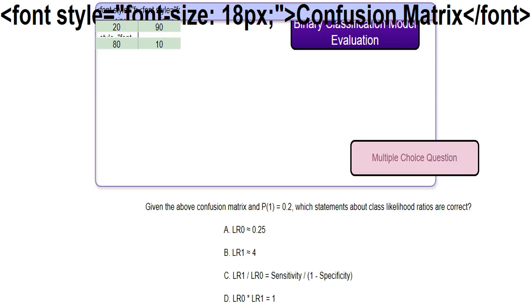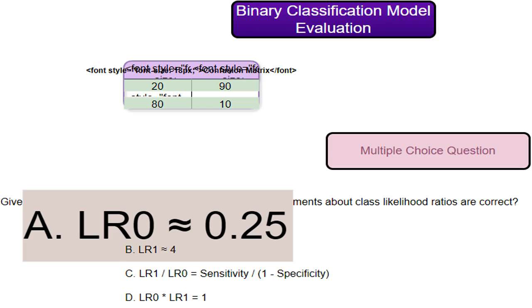Sensitivity tells us how well the model identifies positive cases, while specificity shows how well it identifies negative cases. Both are crucial for evaluating the model's performance. I'll use the counts of true positives, true negatives, false positives, and false negatives from this confusion matrix in my calculations. Let's get calculating. This equation shows the relationship between the likelihood ratios, LR1 and LR0, and the model's sensitivity and specificity.